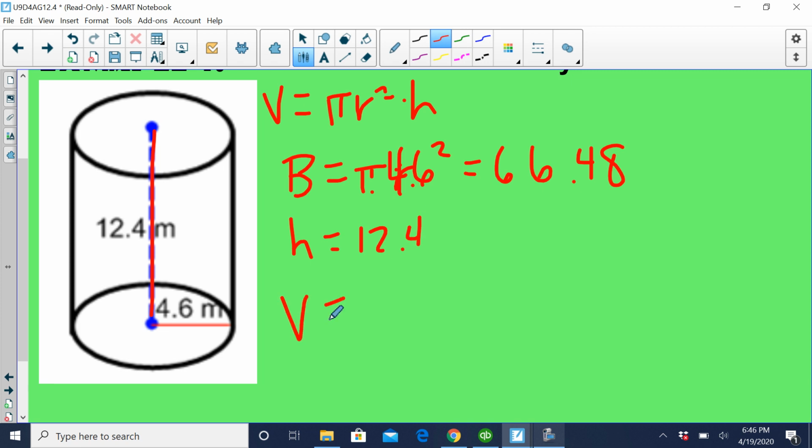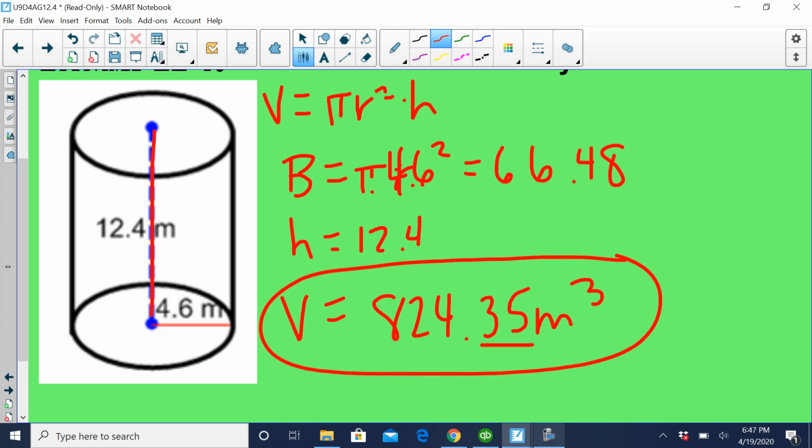And now to calculate the volume, I'm just going to multiply the two. 66.48 times 12.4. I end up with approximately 824.32, and I'm going to label it meters cubed. I'm going to tell you to go 2 decimal places unless it tells you to round a different way.